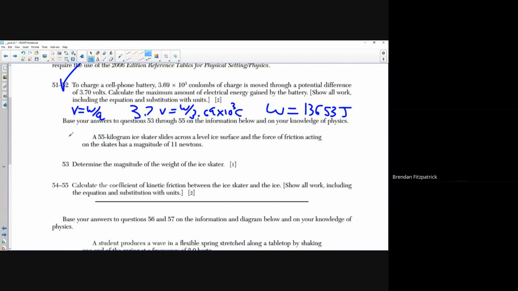A 55 kilogram ice skater traveling with a force of friction of 11 newtons. Determine the magnitude of the weight of the ice skater. This is only 1 point, so I don't have to show my work. So I just have to take their mass, 55, and multiply it by little g, 9.81, to get, I'm going to round, 540 newtons.